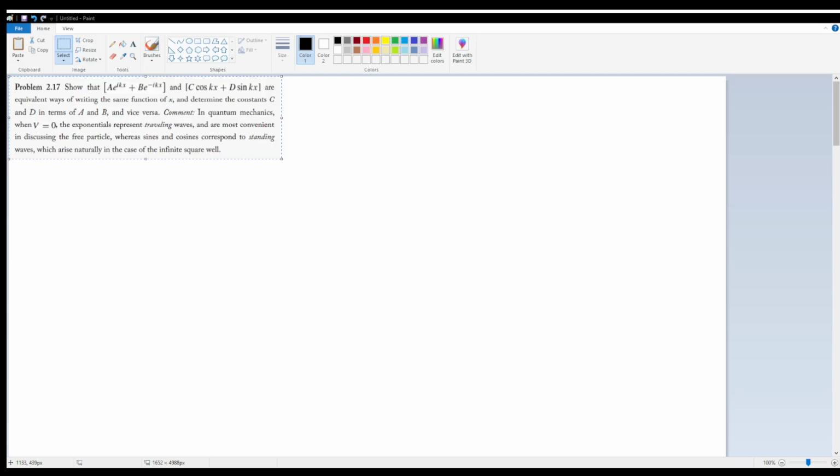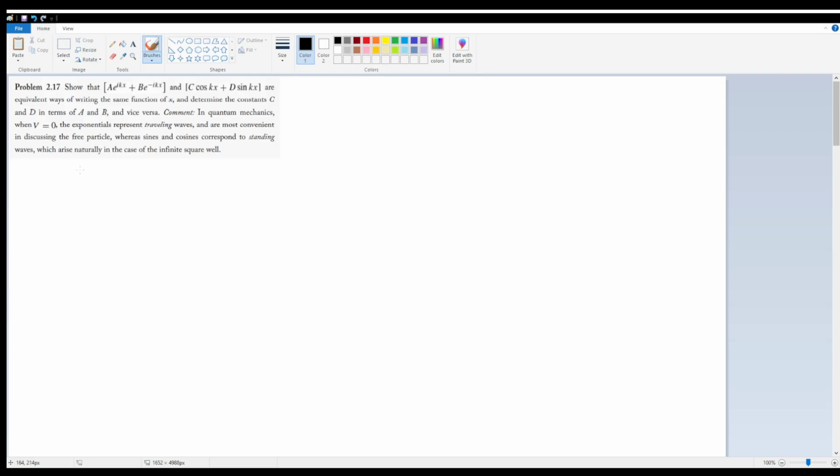I'm not too sure why 2.17 has a star next to it, considering that mathematically it's actually a pretty trivial exercise, especially if you're familiar with Euler's formula and complex analysis, but regardless, let's do it. We want to show that the exponential form a e^(ikx) plus b e^(-ikx) is effectively equivalent to the sinusoid form of c cosine kx plus d sine kx.